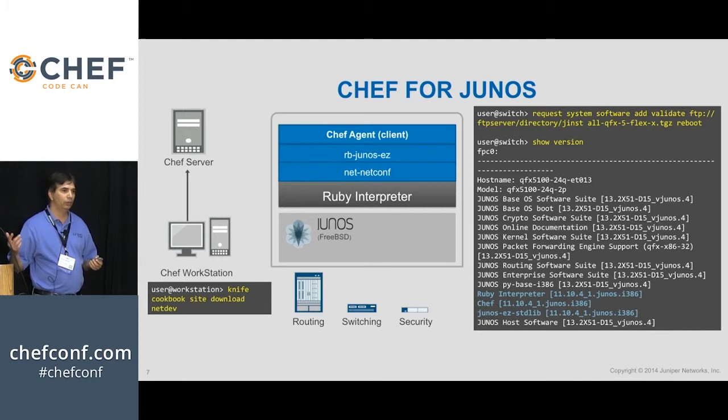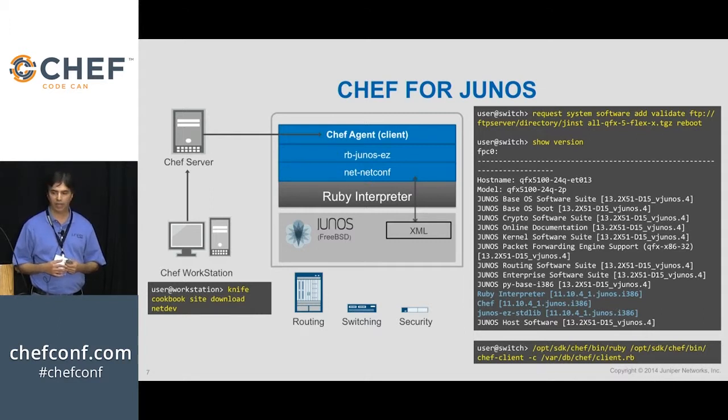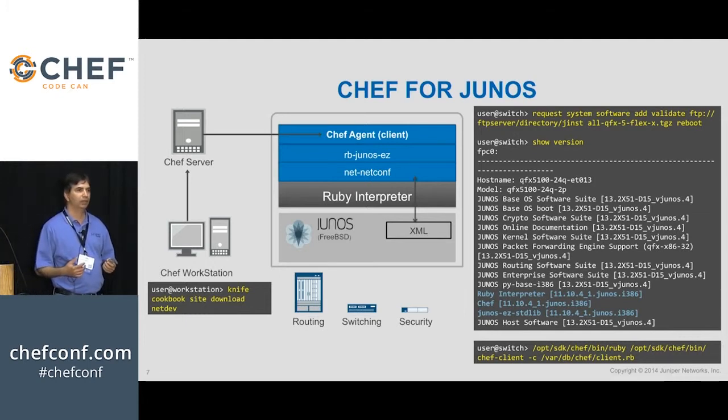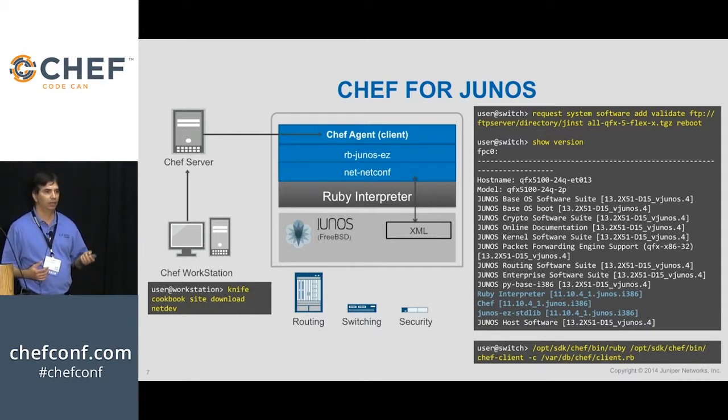Okay, so once you have these things, then the next thing you do is you run the Chef client, which means that now it's ready to receive recipes and run lists, and magically the switch gets configured. Now that magic is happening through this particular arrow that you see, this XML arrow.